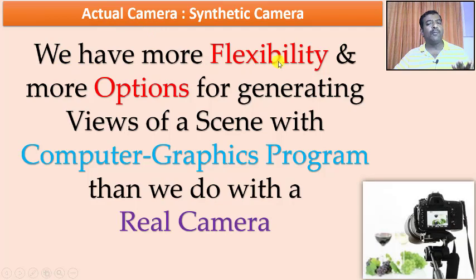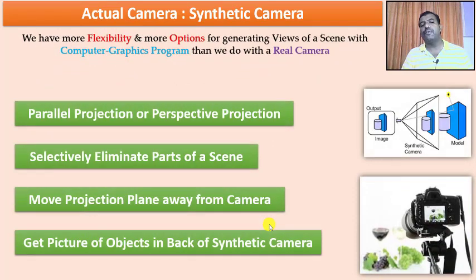Hence we have more flexibility and more options for generating views of a scene with a computer graphics program than we do with a real camera. With a real camera, you have only limited options and limited flexibility to play with. But you have a lot of options if you're talking about a synthetic camera in a computer graphics program. What are those? I'll just list a few. The first thing, we can play with projection, parallel projection or perspective projection. We can make a choice out of this.